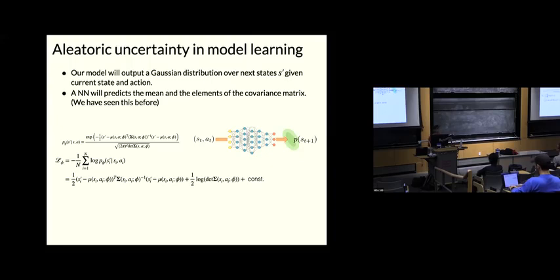Is that clear? So our neural network will take as input the state and the action, whatever you see here, and will predict the mean vector and the covariance matrix of this Gaussian distribution, and you will sample from that Gaussian distribution to actually get samples for your next state. Is this clear? Okay. So this is just maximum likelihood using a multivariate Gaussian distribution.